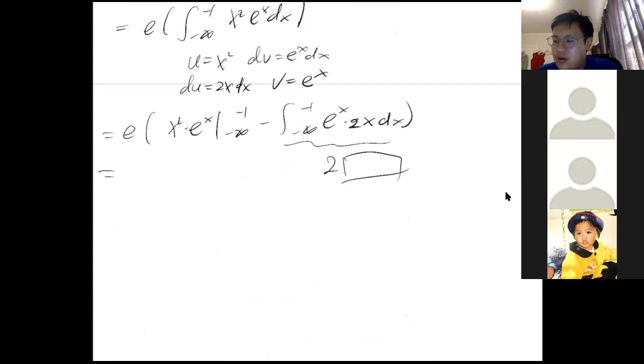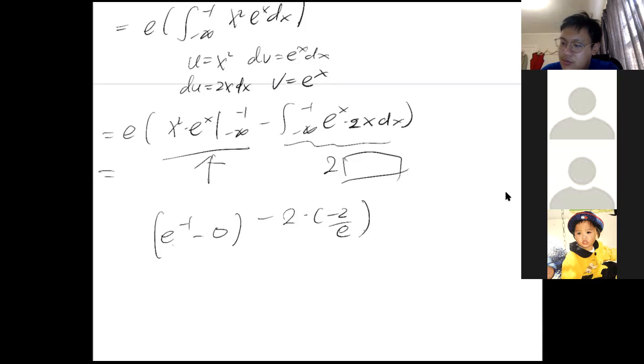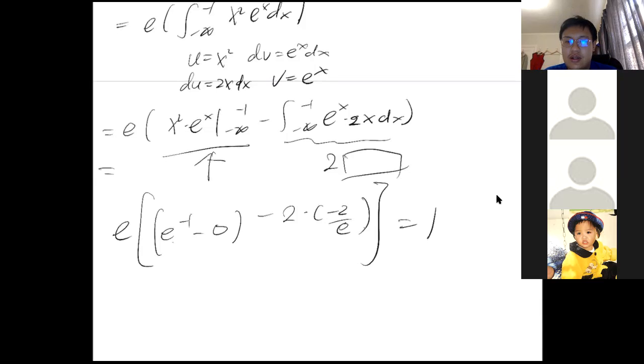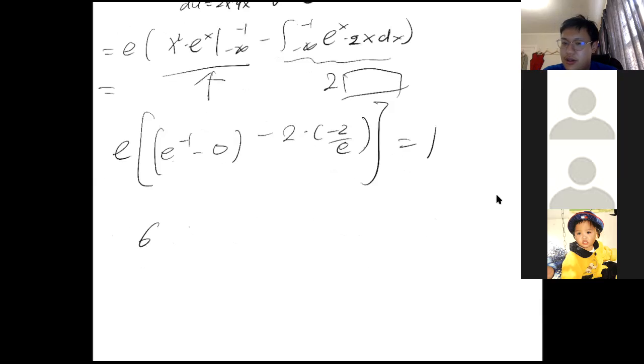So it's just like 2 times negative 2 times 2 over e. So that's just this integration being minus this value here, which is e to the -1 minus 0, the total thing times e. And at last you will get the result is 1. So the standard deviation is just the square root of variance, but the variance is 1, so the standard deviation is also 1.